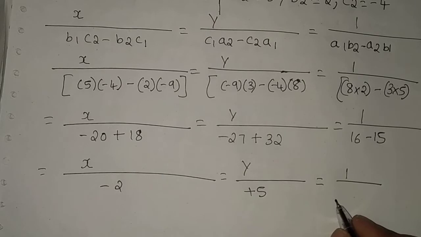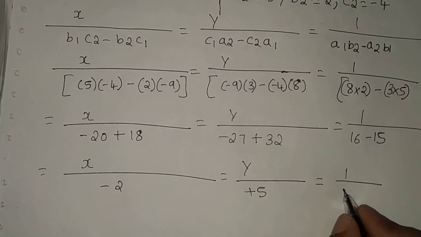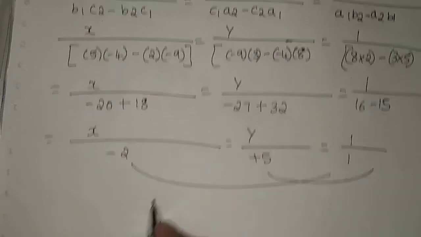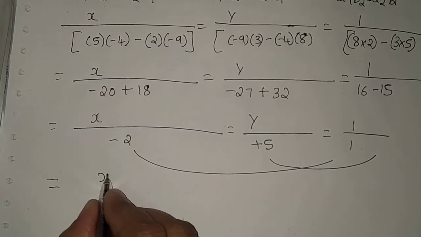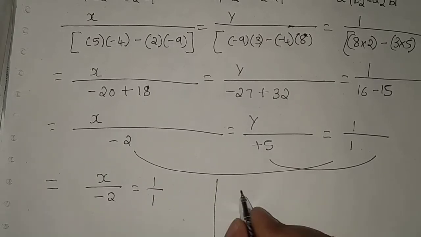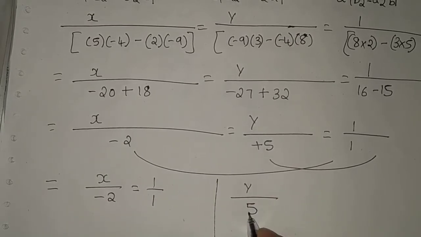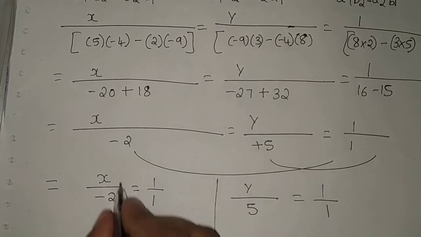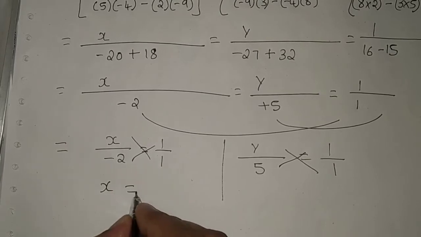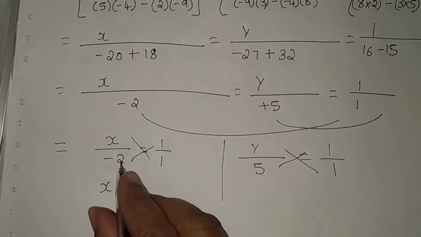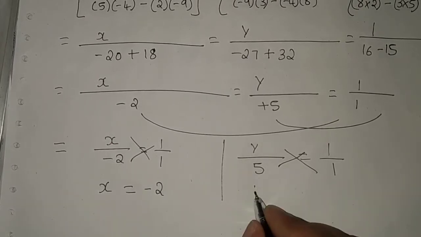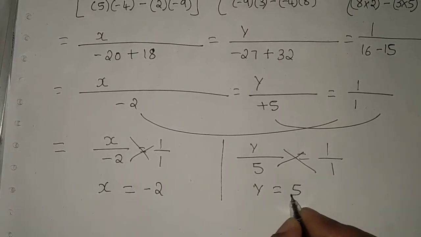Again we have 16 minus 15 will be 1. So now take these two and these two. First we will take x by -2, which is equal to 1 by 1. Then y by +5 is equal to 1 by 1. Cross multiply this, cross multiply this. So x into x, x into 1, x, -2 into 1, -2. Therefore here y into 1, y, 5 into 1, 5.